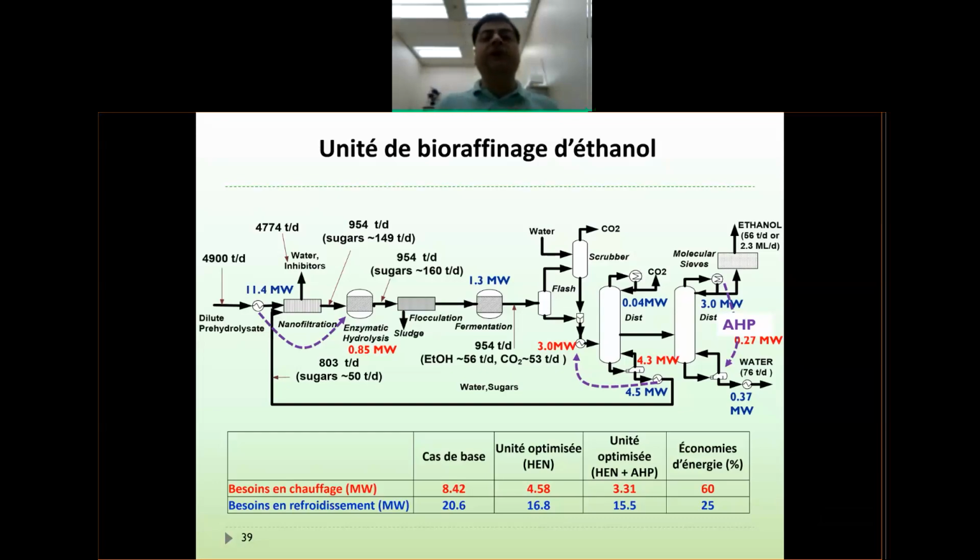And in biorefinery in general, since we are dealing with a lot of chemical reactors and streams with different temperatures, designing an energy efficient process is the key.